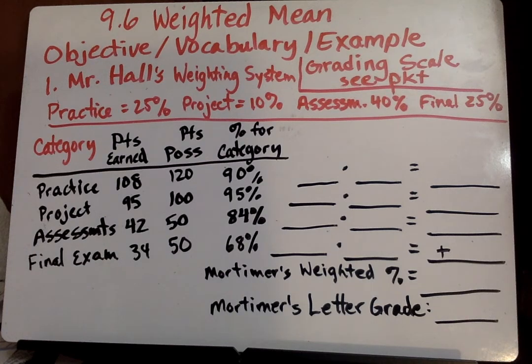Vocabulary: weighted mean, a mean in which each averaged item is multiplied by a weight based on its relative importance and the results are summed. Calculate the weighted mean.